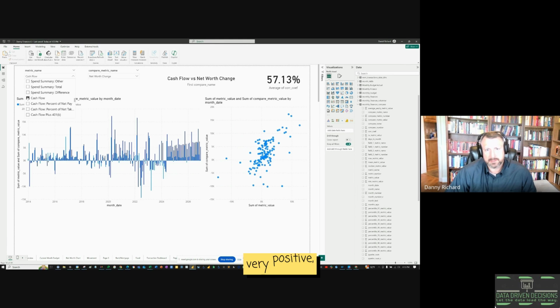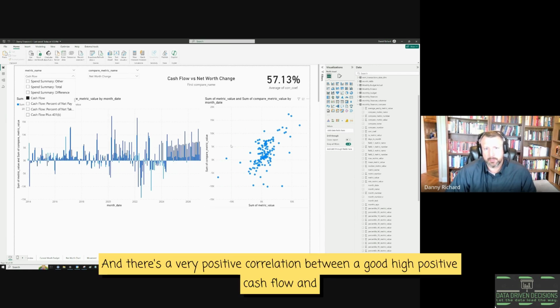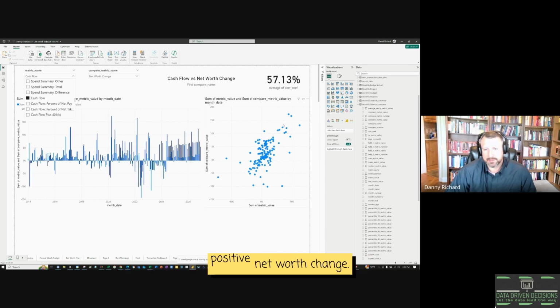Cash flow, very positive. Cash flow is what I try to really control. I can't control my net worth change. I can control my cash flow, and there's a very positive correlation between a good high positive cash flow and positive net worth change. It's a key ingredient to it. Explains 57% of it.